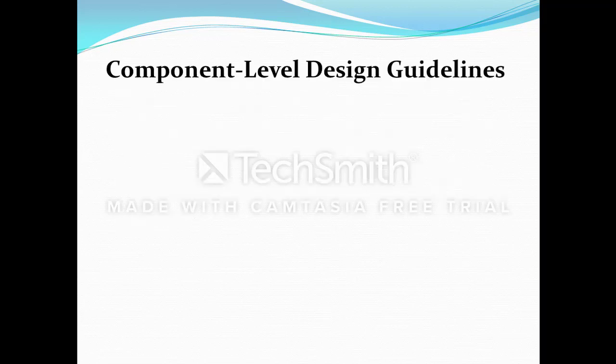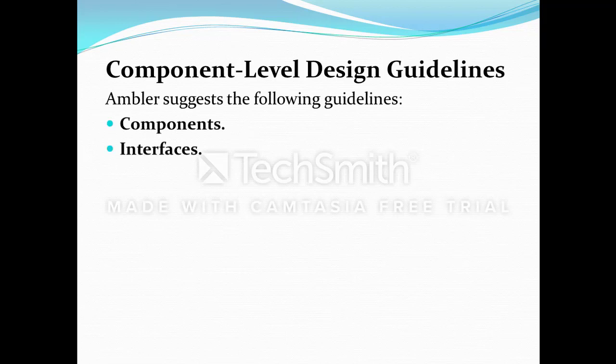Next, coming to the component level design guidelines, Ambler suggests the following guidelines. First one, components. It is a part of the architectural model. The component name should be drawn from the problem domain and should have meaning to all stakeholders who view the architectural model. Next, interfaces. Interfaces provide important information about the communication and collaborations. Next, cohesion. Cohesion is the single-mindedness of the component.